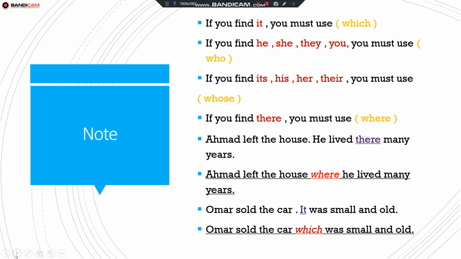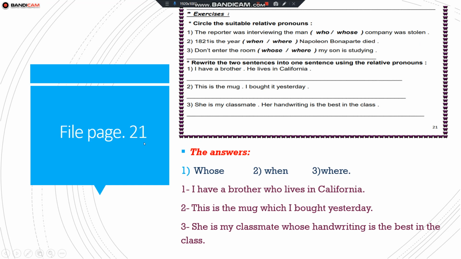Okay, now يا شباب, open your file. Go to page 21. Okay, and there are two exercises. Let us do them together. Exercise number 1, circle the suitable relative pronouns. Number 1, the reporter was interviewing the man who or whose company was stolen. يا شباب, man is a noun, company is a noun, so you must use whose. Okay.